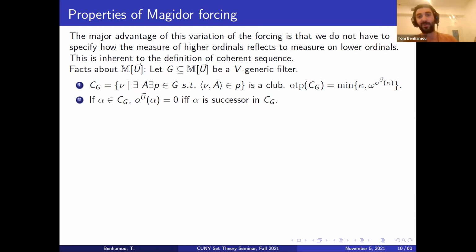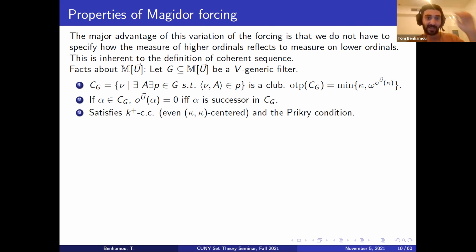The second fact is how we can identify successor ordinals of CG. If you pick a point of the generic club, then it is a successor if and only if its order is 0. The reason is that if you take any condition P which has alpha as the ordinal of one of its pairs, the set of candidates we provide on alpha is empty. So you cannot add anything in the interval between alpha and the predecessor pair in P for this alpha. So it would be a successor eventually in CG. You cannot continue the sequence in the interval.